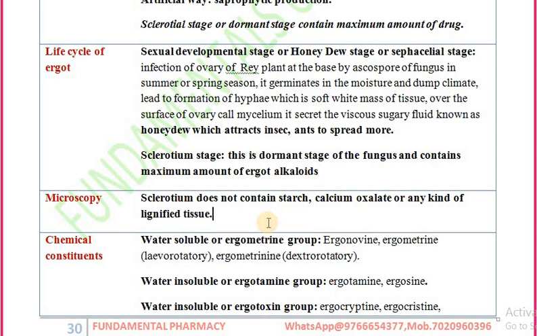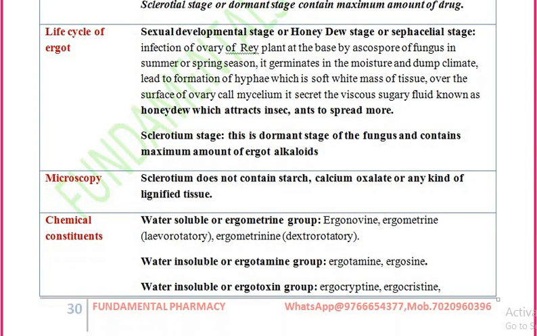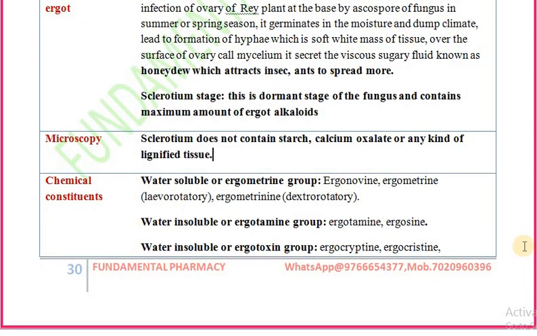Next point is microscopy. Microscopy of sclerotium: the sclerotium does not consist of any starch, calcium oxalate, or any kind of lignified tissue, because it is not a part of a plant. It is actually a fungus. That's why it does not contain any starch, calcium oxalate, or lignified tissue.